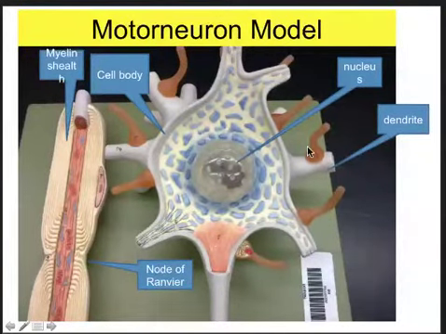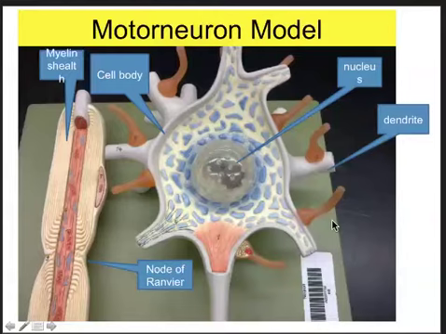At that point, the release of neurotransmitter is triggered when calcium moves inside the axon terminal, and little membrane-enclosed vesicles called synaptic vesicles filled with neurotransmitter fuse with the presynaptic membrane, which would be this end of the axon terminal, and then release the neurotransmitter into the synaptic cleft.